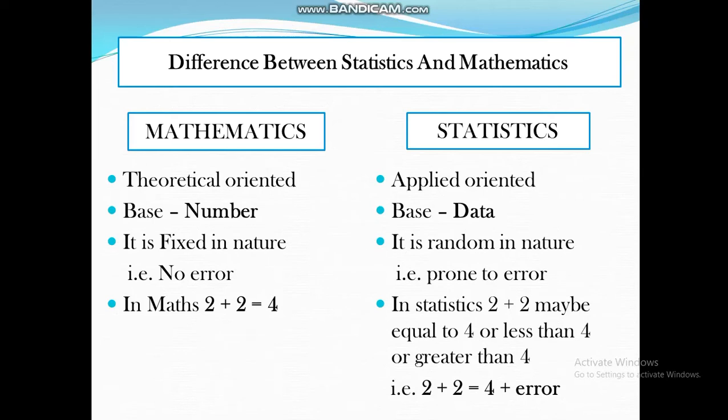For example, 2 plus 2 is equal to 4. In mathematics, 2 plus 2 is always 4, but in statistics 2 plus 2 may be equal to 4, or less than 4, or greater than 4. That is, 2 plus 2 is equal to 4 plus error. The basic thing you want to keep in mind is, in statistics we will have error, but in mathematics we will not, because mathematics is fully theory oriented, but statistics is fully application oriented. So these are the main differences.